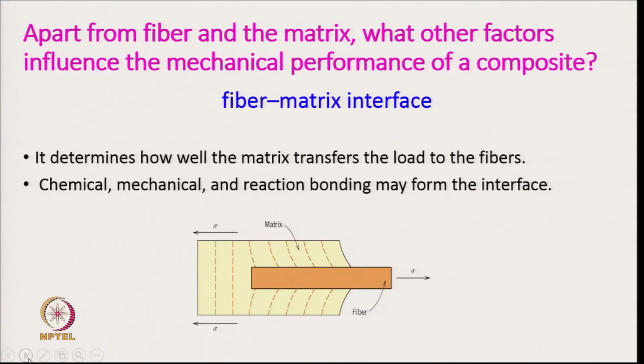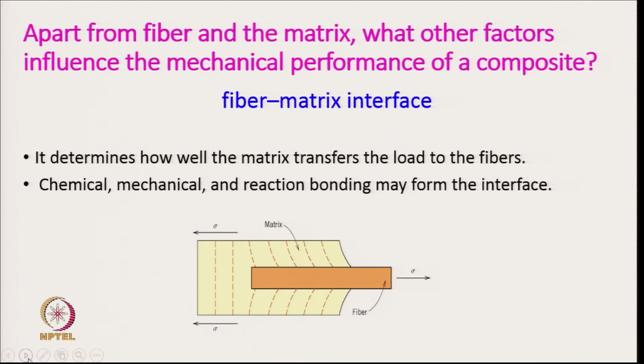Apart from fiber and the matrix, what other factors influence the mechanical properties? As I have already told, the factor is the fiber-matrix interface. How does the fiber-matrix interface influence the mechanical properties? Basically, it determines how well the matrix transfers the load to the fiber, because it is one of the most important properties, or requirements, of the matrix.